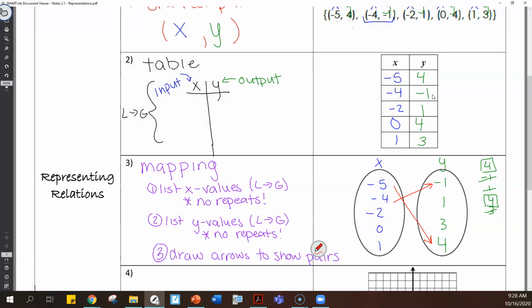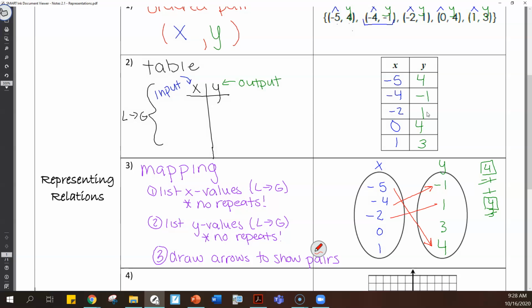Now, -2 corresponds with 1, so I'm going to draw that arrow. 0 corresponds with 4. This is not a problem. -5 goes to 4, but 0 also goes to 4. So I'm just going to do another arrow that goes to 4. Both of those numbers have 4 as y values, so both of those arrows are going to point to 4. And then 1 corresponds with 3.